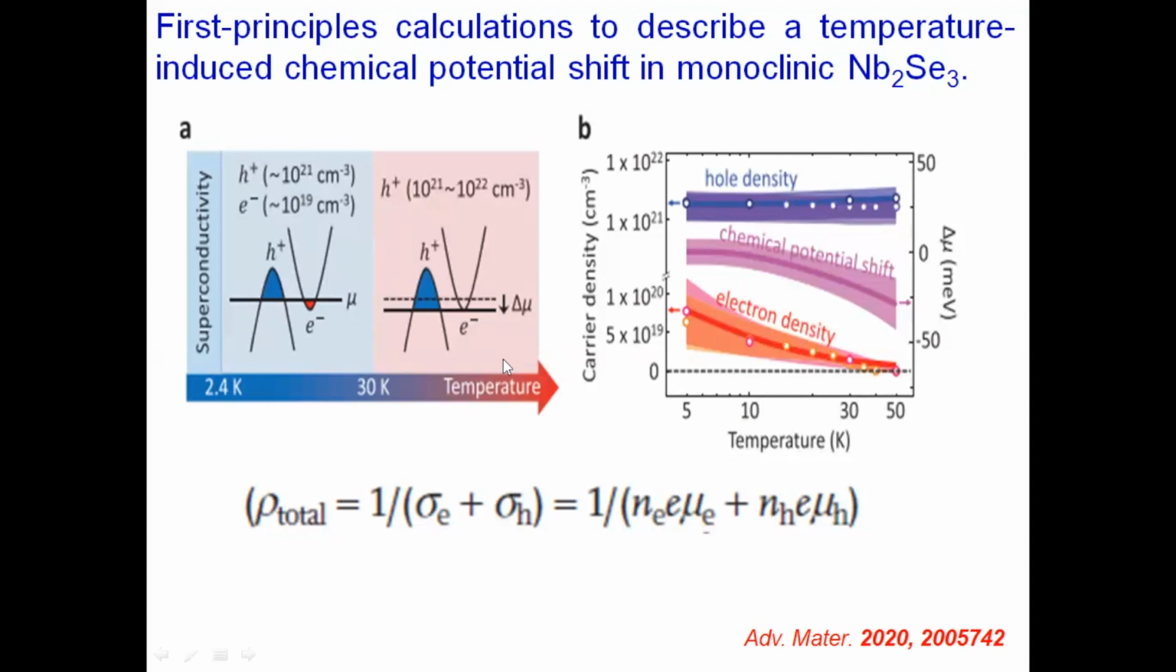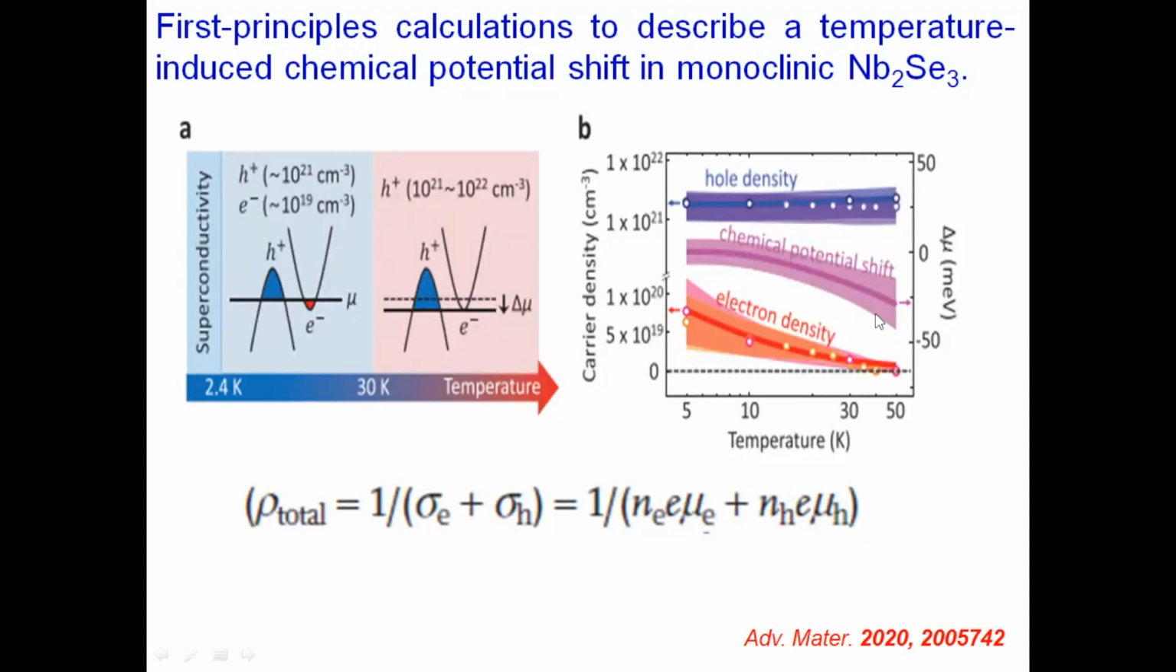But as you increase the temperature, there is a chemical potential shift, which is temperature dependent, and the hole carrier density became 10 to the power 21 to 10 to the power 22. It's sort of a highly doped region. So from 2.4K up to 30K, it is semi-metallic because the bands are actually touching one another. Here it is a highly doped region, becoming metallic, and it is hole dominated.